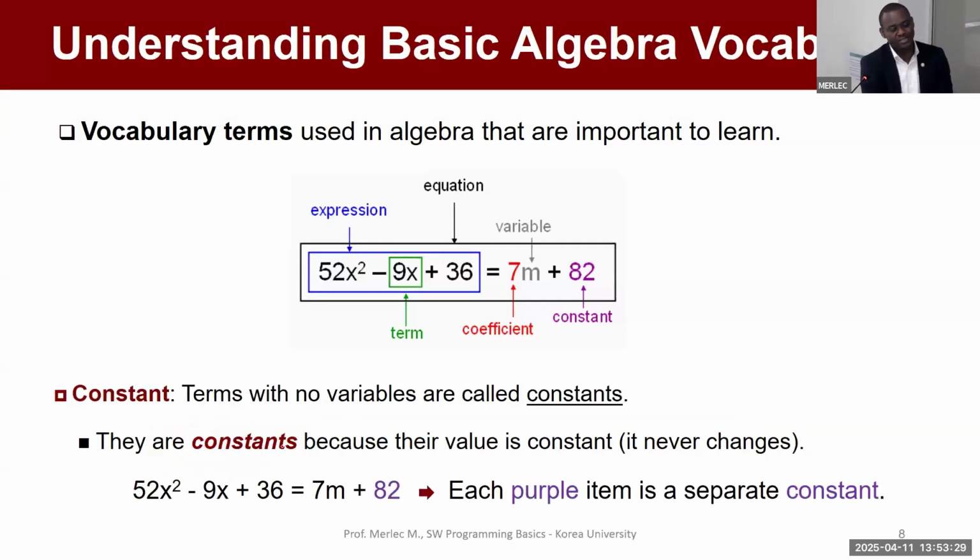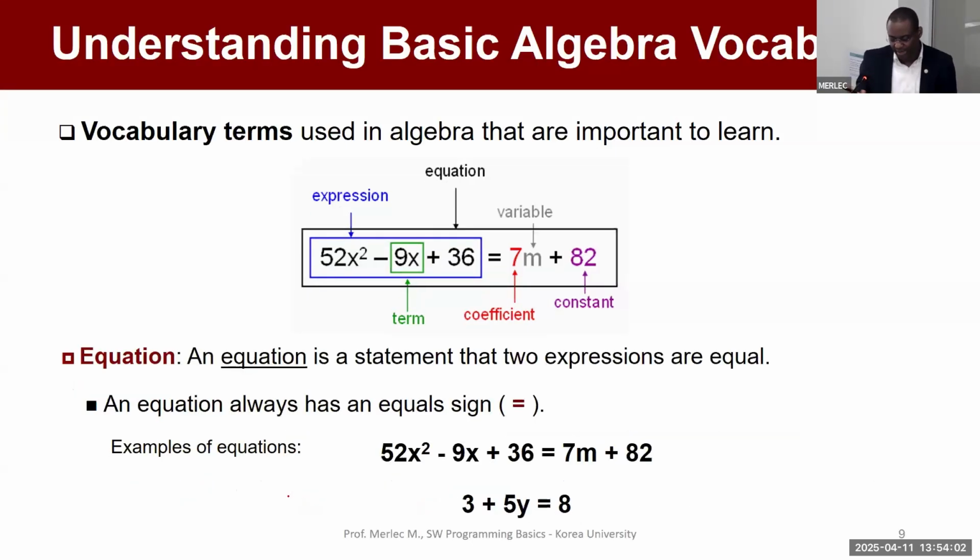Next is a constant. A constant is just a number which is not combined with a variable. That means it doesn't depend on any variable. Like here, you have 82. 82 is a constant number. That means it doesn't have any variable influencing the constant. So it's just a number which will not change. You have this one, 82 and 36. They represent constants in this equation.